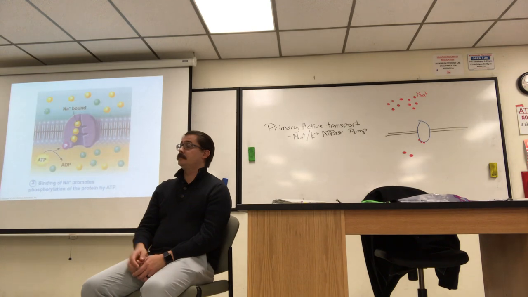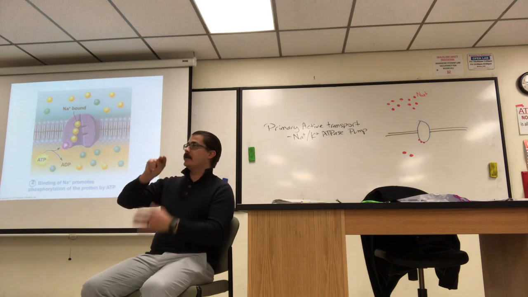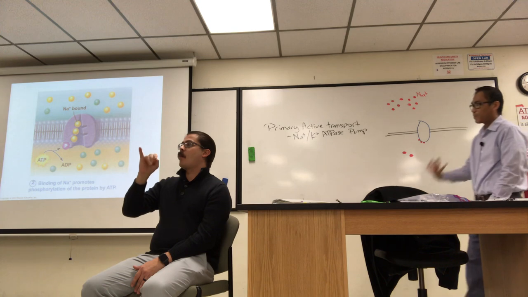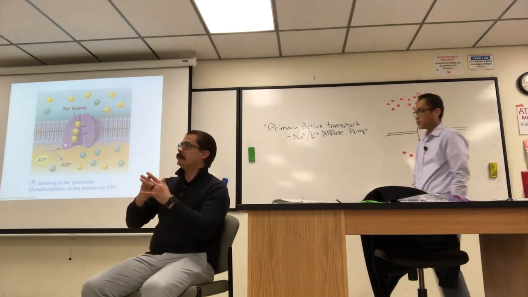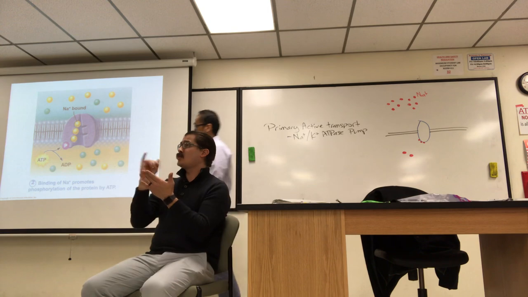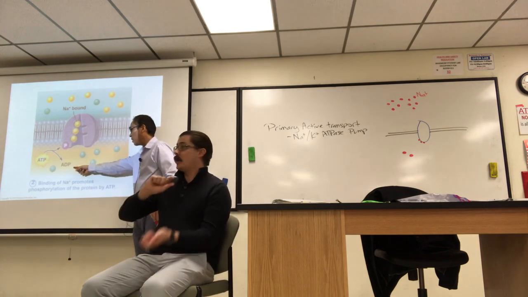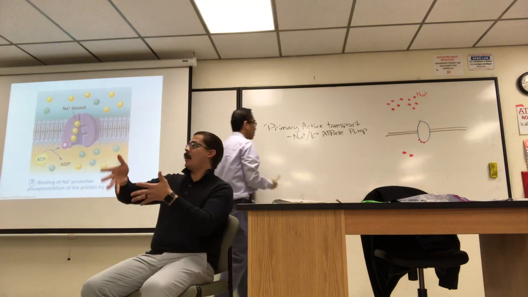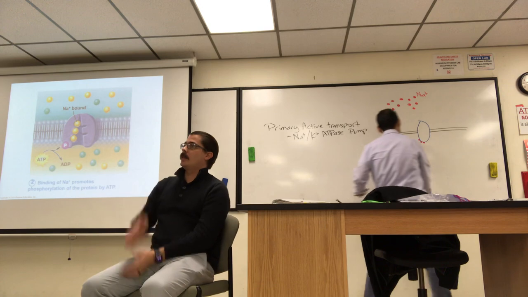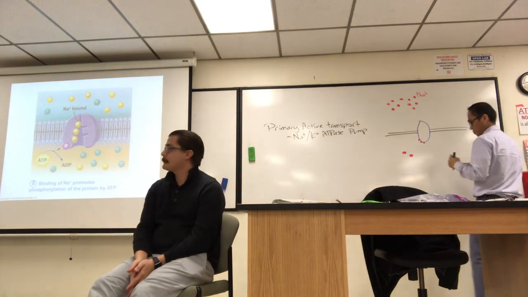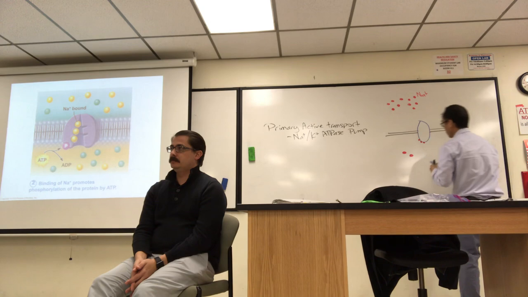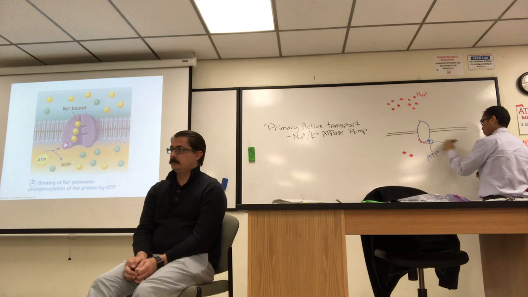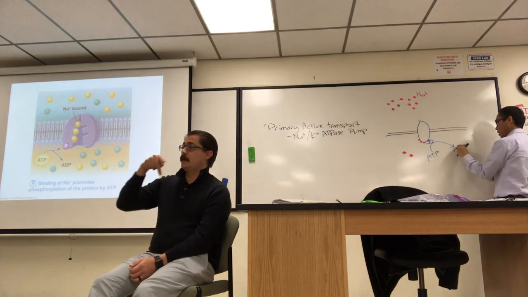The second step is the binding of the sodium promotes the phosphorylation of the protein by ATP. Basically you're priming it to use that ATP energy, right? So you see how they draw it like I did? You convert ATP to ADP. That phosphate is stuck there because that'll provide the energy to release it to the other side. So I'll put a little P there, it's ATP, and you break off that terminal P, ADP.